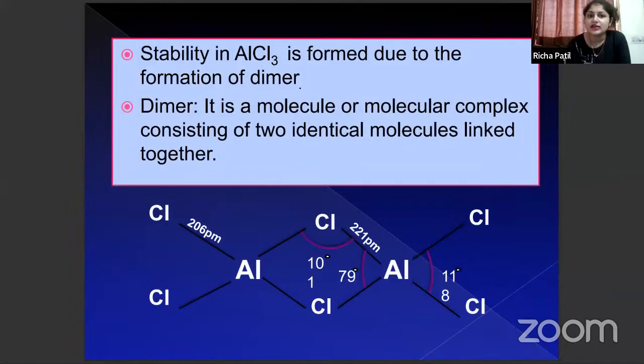Here you can see AlCl3, it exhibits like this. This is called a dimer. What is a dimer? It is a molecule or molecular complex consisting of 2 identical molecules which are linked together. The stability of AlCl3 is due to the formation of a dimer. Here you can see 2 AlCl3 molecules linked together, so it forms a dimer.